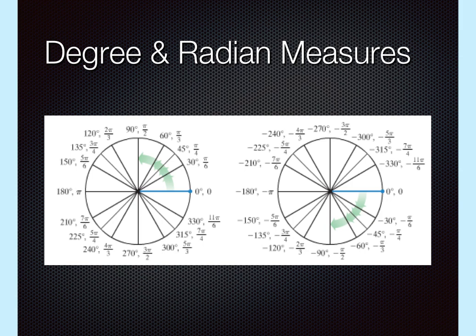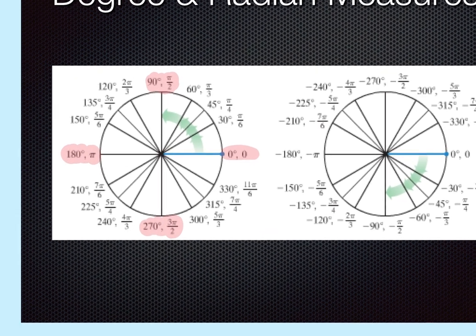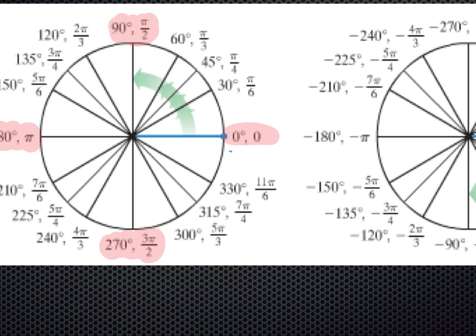zeros are on the right, 0 degrees and 0 radians. At the top, 90 and pi over 2. On the left, 180 and pi. On the bottom, 270 and 3 pi over 2. And then we even added on 360 and 2 pi.